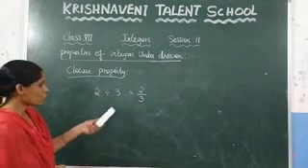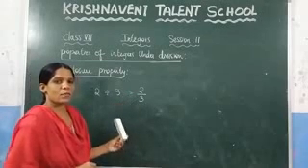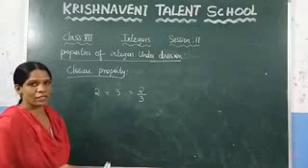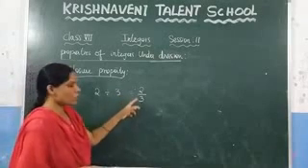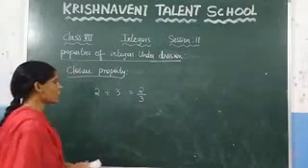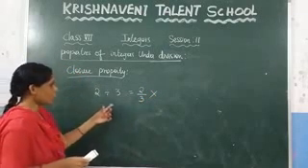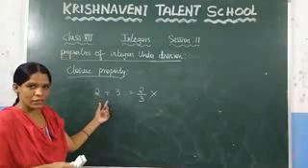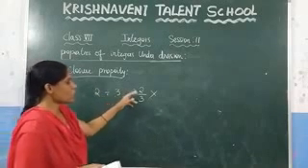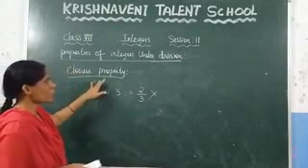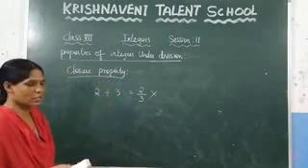No. Because you know what integers are: positive numbers, 0, and negative numbers, all together we call it integers. But here we got a fraction, so we can say that it is not an integer. That means if you take any two integers and divide them, the result is not necessarily an integer. So we can say that the closure property does not hold good under division.